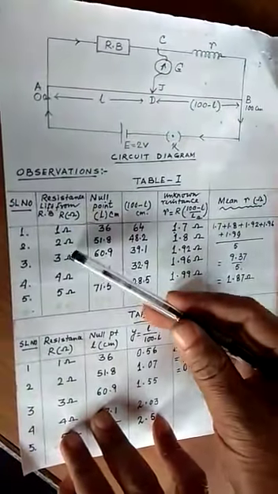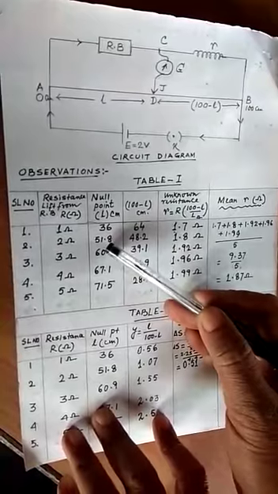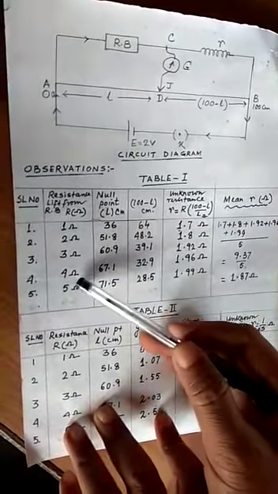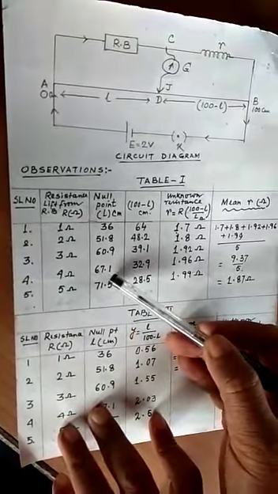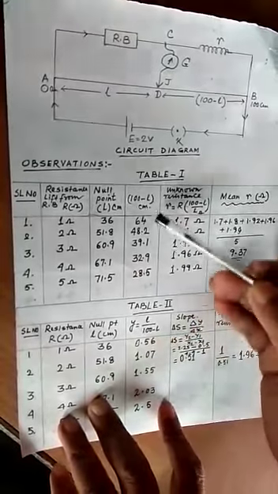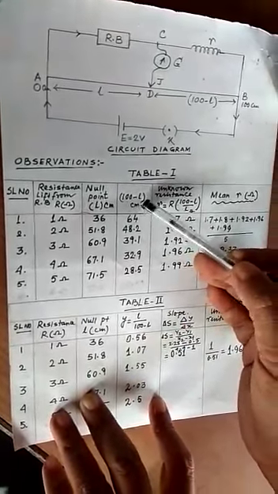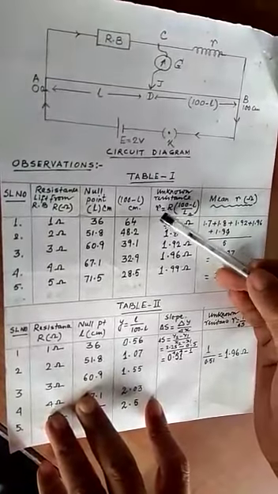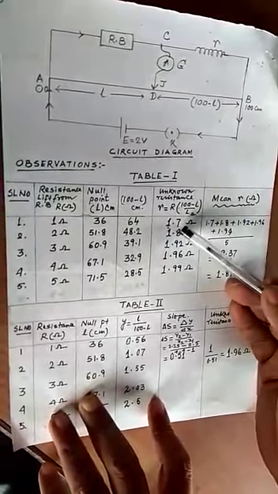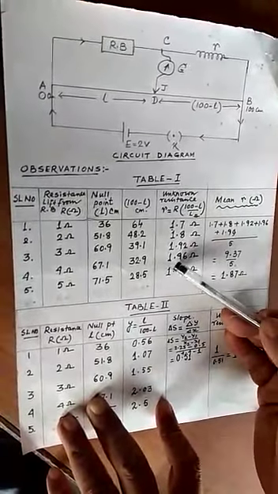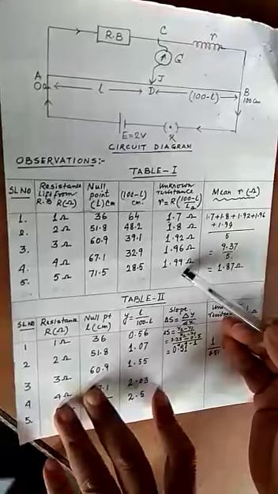In such manner, I will take the other null points. Against 2 ohm this is 51.8 centimeter, 3 ohm 60.9, 4 ohm 67.1, and 5 ohm 71.5 centimeter. And then you calculate this value 100 minus l, and from this data you can find out the unknown resistance small r. This is 1.7, 1.8, 1.92, 1.96 and 1.99 ohm.